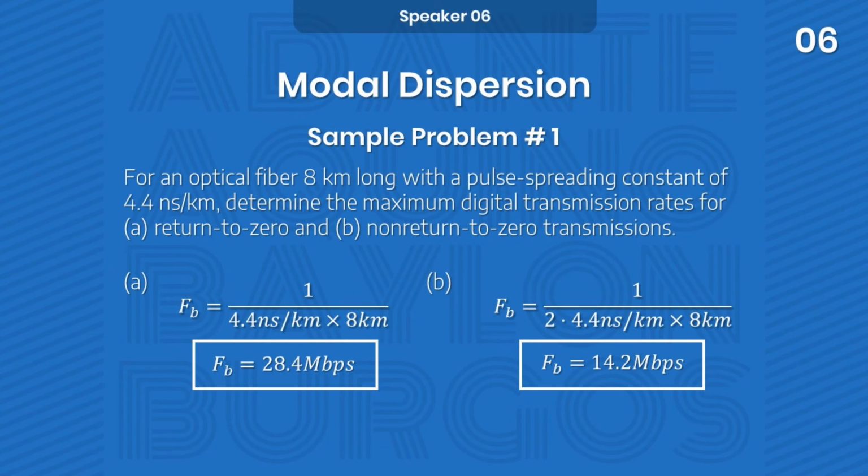Sample problem number 1. For an optical fiber of 8 kilometers long with a pulse spreading constant of 4.4 ns over km, determine the maximum digital transmission rates for A. Return to 0 and B. Non-return to 0.